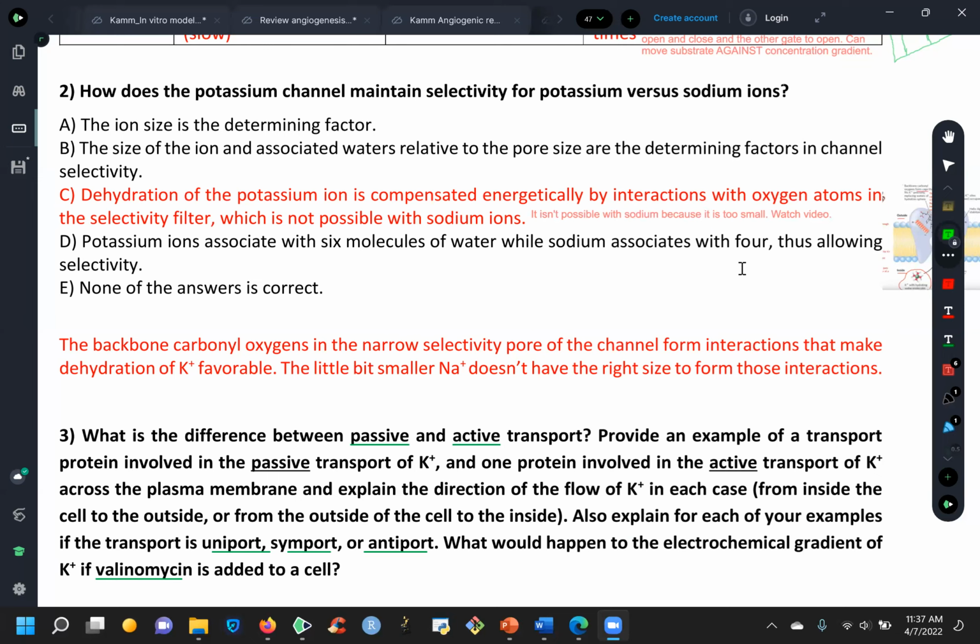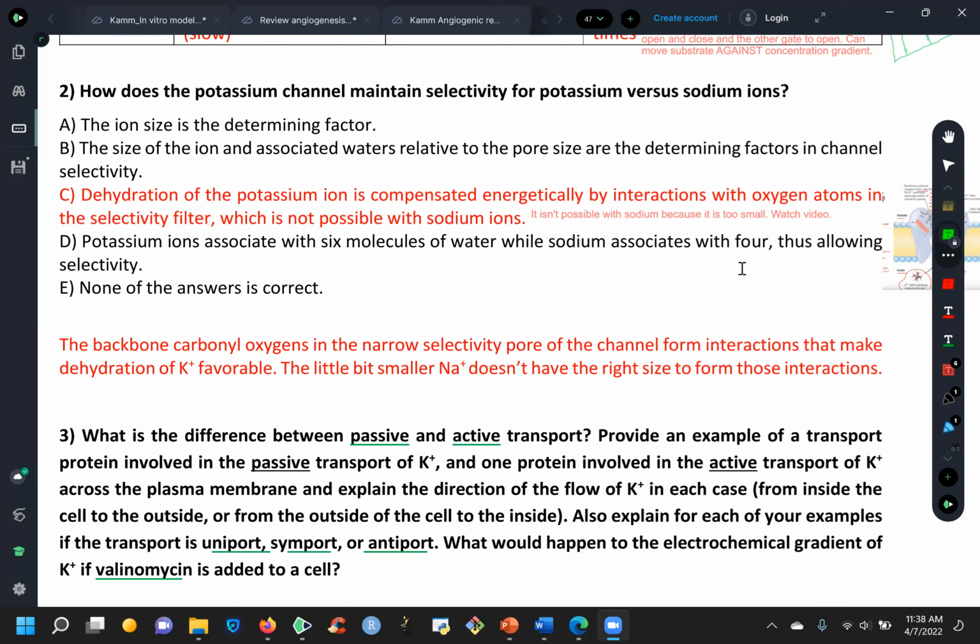Okay, see that? The little water molecules just fall off. And then potassium is the perfect size to make those interactions with a positive charge and then partial negative charges on the oxygen. They stabilize it all the way through. So that's how this works.